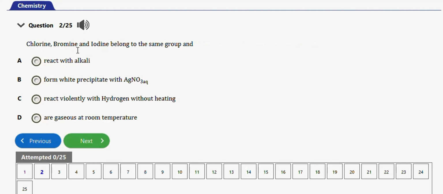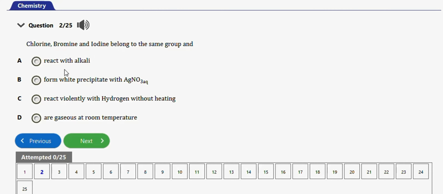It says chlorine, bromine, and iodine belong to the same group and react with alkali, form white precipitate with silver nitrate, react violently with hydrogen without heating, and gaseous at room temperature. The right option is option A, react with alkali. Alright, so that's it for this question.